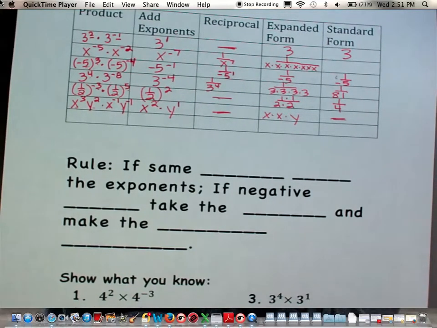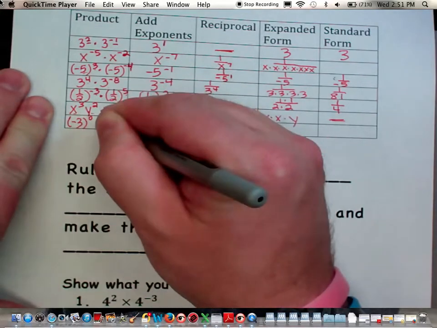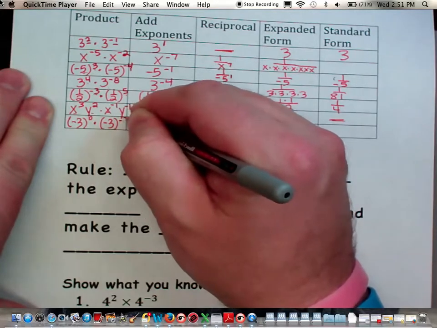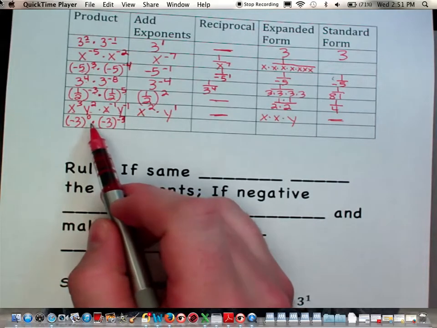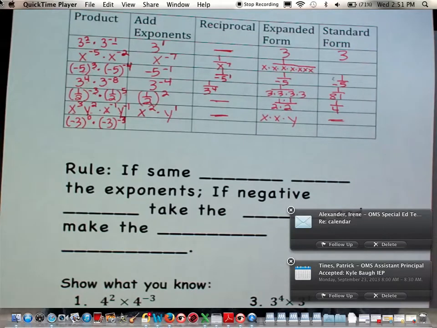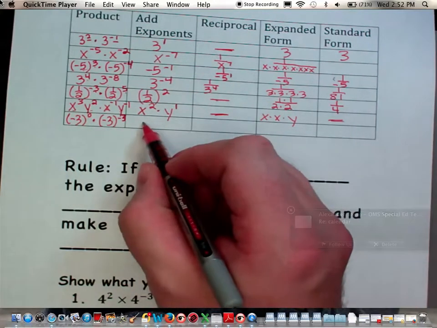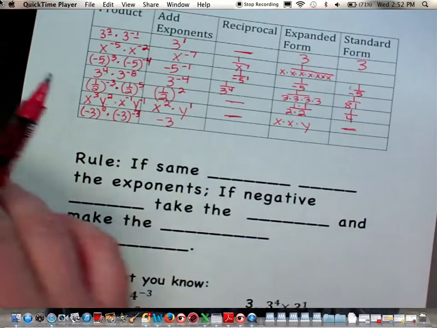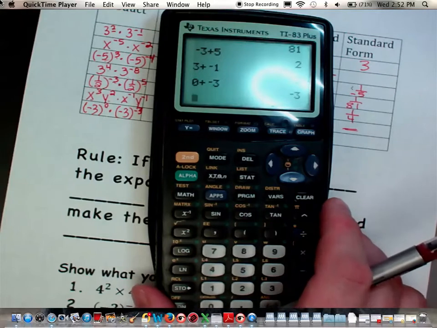I'll do one more with you. So if I got one like this, negative 3 to the 0 power times negative 3 to the negative 3rd power. So what that means is that I can now know that I have equal bases, negative 3. By definition, since I'm multiplying, I'm going to take my 0 and my negative 3 and add them together. So I do 0 plus negative 3. I get negative 3 for my answer.